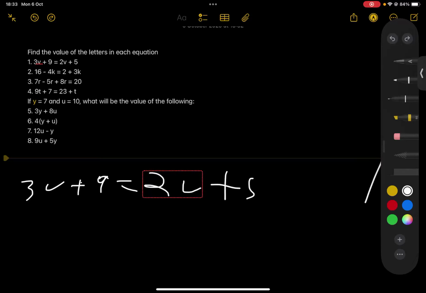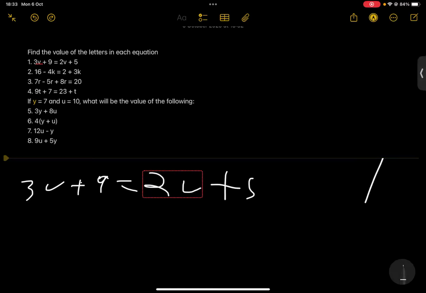So that means the 3v has an imaginary plus sign in front of it, and the 9 that comes after it also has a plus sign. Of course, that one is quite visible. The 2v on the right hand side of the equal sign has an imaginary plus sign to its left, and finally, the 5 has a visible plus sign to its left. So anytime we want to collect like terms, we always do the opposite of whatever sign is in front of that number.